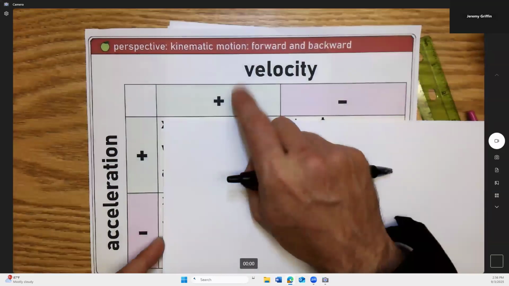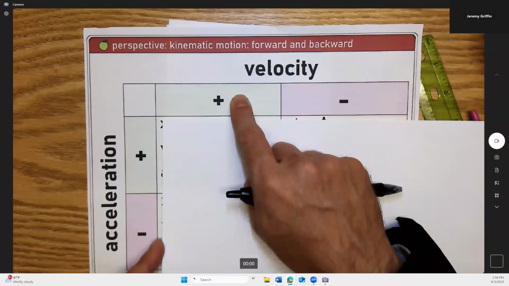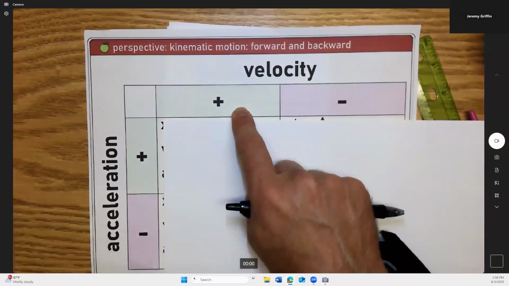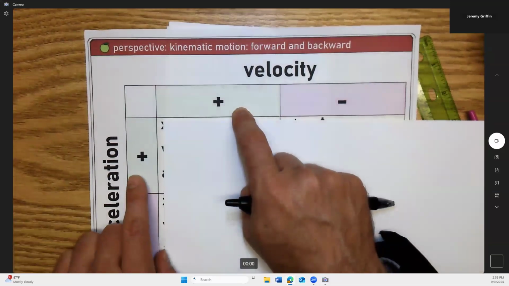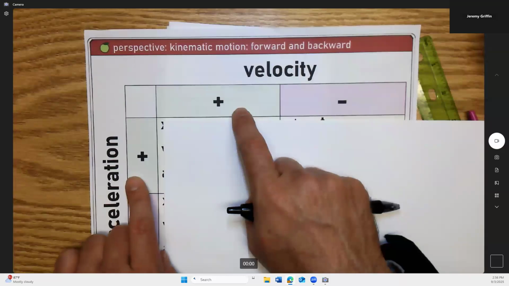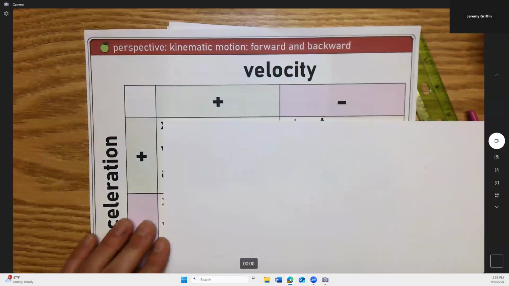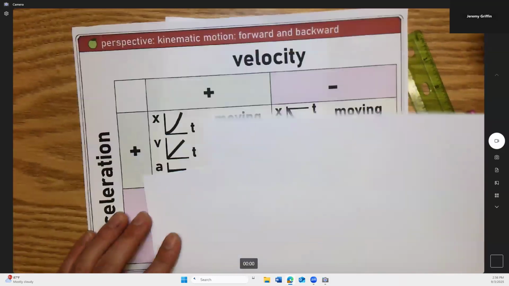If you have positive velocity, that means you're moving which way again? Forwards or backwards? Yeah, forwards. You're moving forwards if velocity is positive. But if you have acceleration that's also positive at the same time, not only are you moving forwards, you're moving forwards how? Are you speeding up or slowing down? Speeding up. Yeah, moving forward, speeding up.